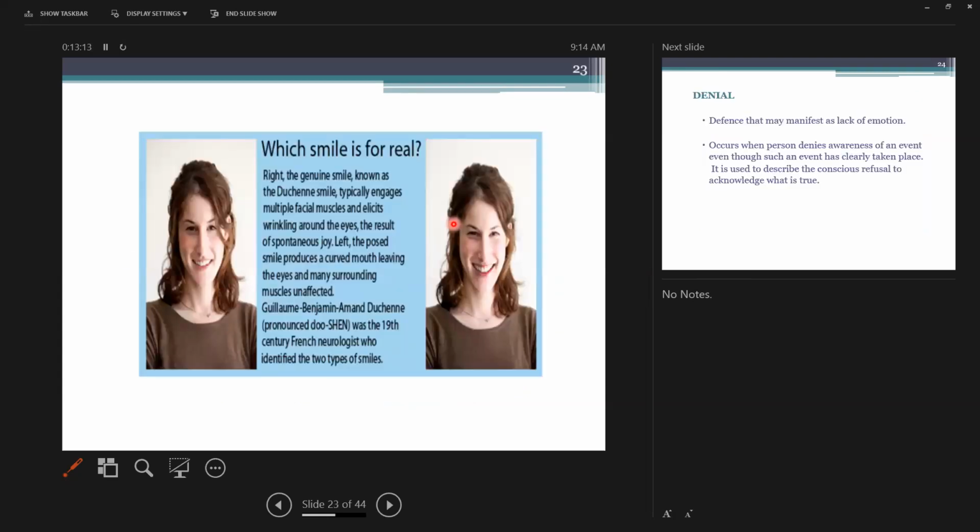For example, in this picture, we can see this one. This one is the genuine smile, which is known as the Duchenne smile. It typically engages multiple facial muscles and there is wrinkling around the eyes, the result of spontaneous joy. But in this picture, there is a forced smile. There is a curve of the mouth, but near the eyes there is no wrinkling or facial muscle engagement.